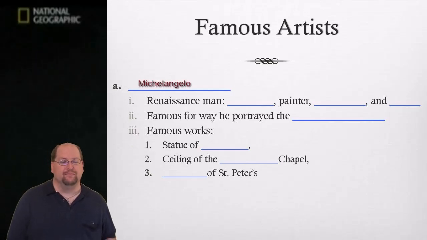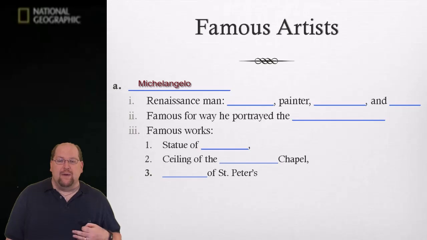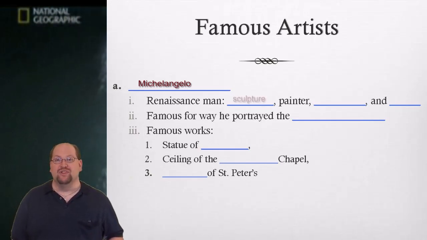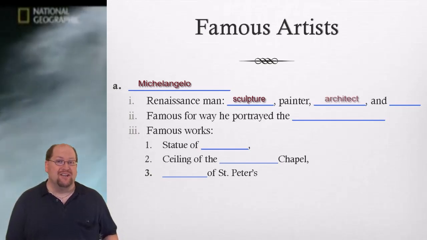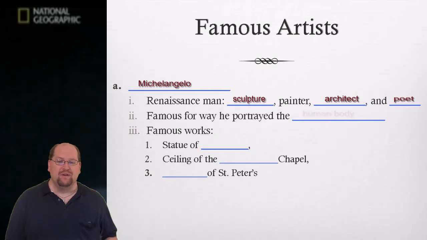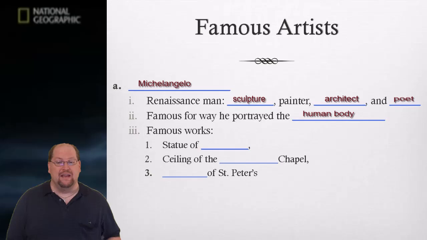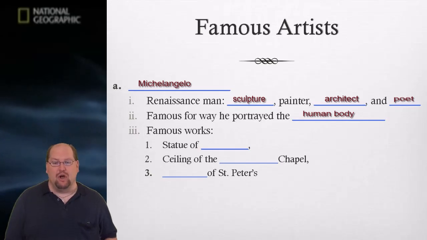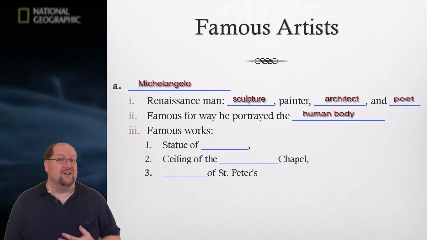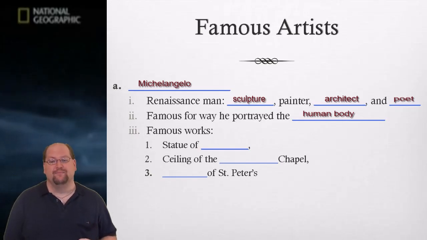Michelangelo. He was considered to be a Renaissance man. Michelangelo was a sculptor, painter, architect, and poet. He was particularly famous for his portrayals of the human body. He was known to have painted both males and females, but when it came to sculpting, he was very prolific at the male figure. That means he was very good at it, very detailed.